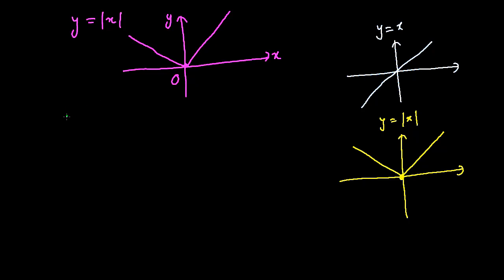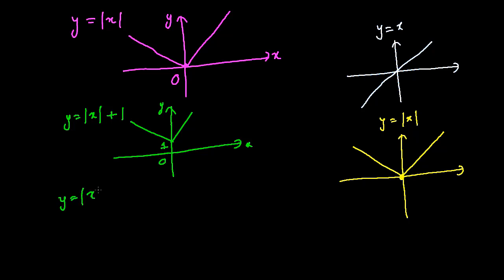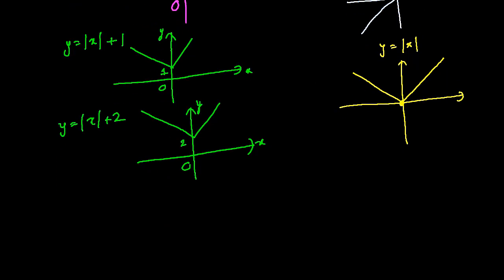If we have to sketch y equals absolute value of x plus some number, it could be 1. In that case, the entire picture would be lifted by 1 unit upwards. Instead of 0, it is going to cut the y-axis at the point 1. So this is going to be the sketch. Similarly, if it was y equals absolute value of x plus 2, it would be raised by 2 units. So it would be like this. So this is going to be 2. So 0, x-axis, y-axis.